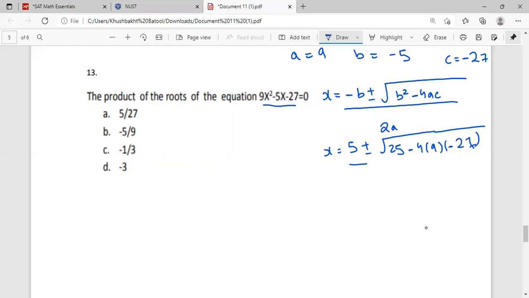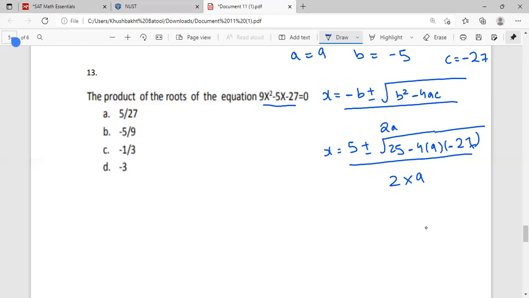by 2 into 9. Another tip for any test is that since you would not be using your calculator, do not multiply anything at this point. We might be able to cancel it out later. The questions are designed such that students are able to do them without a calculator. So the two roots are 5 plus under root 25 minus 4 into 9 into minus 27 divided by 2 into 9, and 5 minus the whole thing.